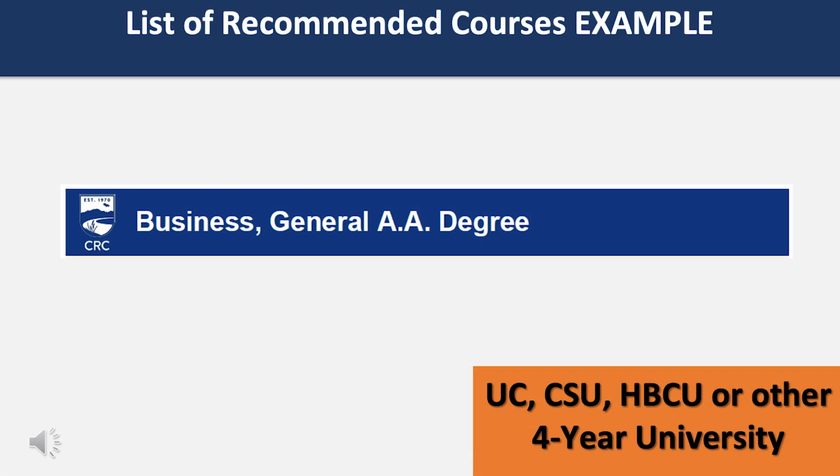At the very top of your list of recommended courses, you will find the name of your major, and if it is an Associate of Arts, otherwise known as an AA, or an Associate of Science, otherwise known as an AS. You may also see AA-T or AS-T. In that instance, it is a degree designed for transfer, and we'll have more information with regards to transfer requirements. All four of these degrees can be used to transfer to a UC, CSU, historically Black college or university, or other four-year university.